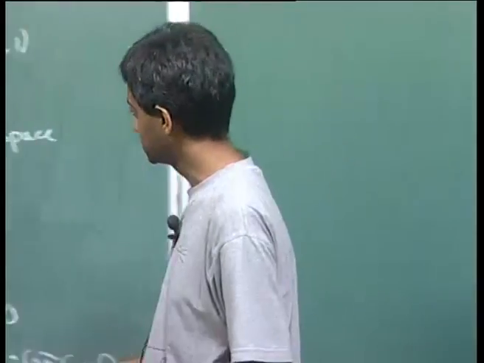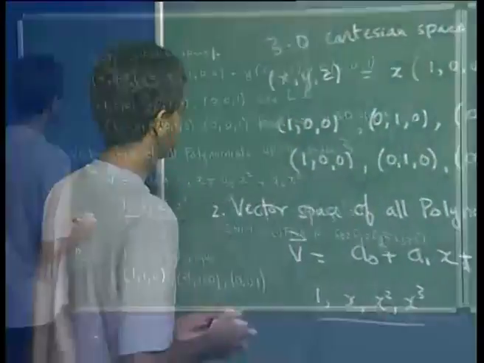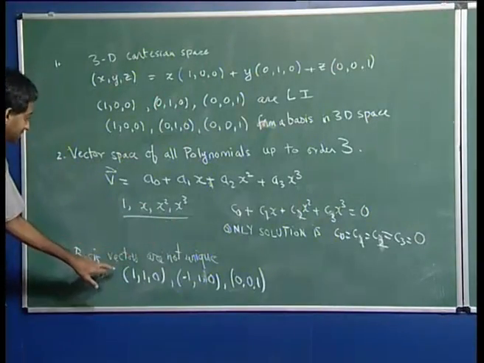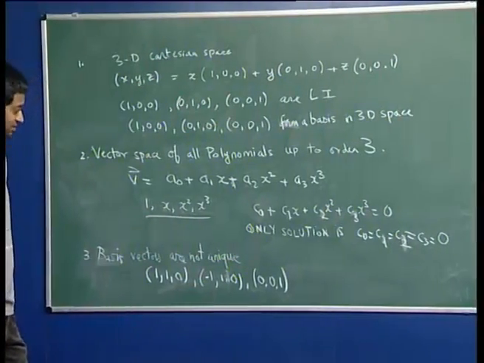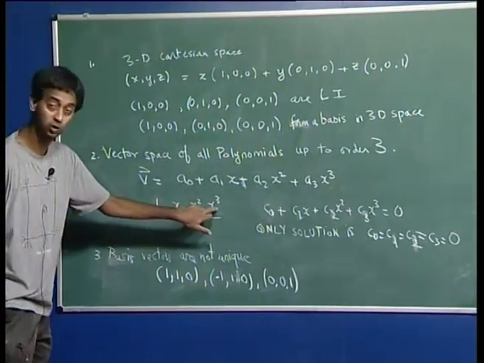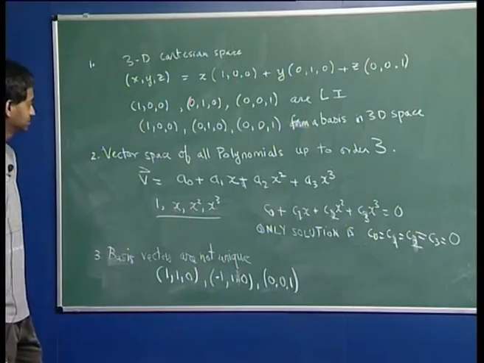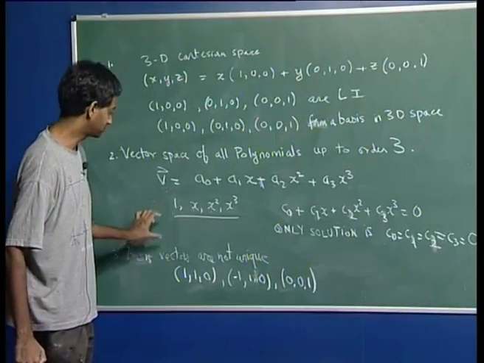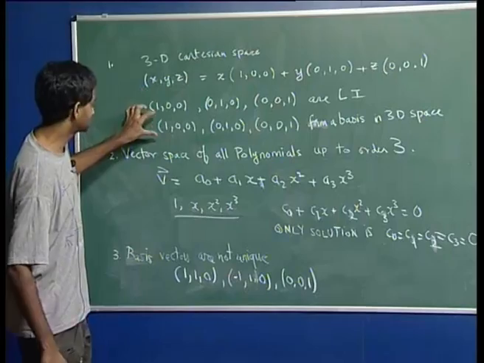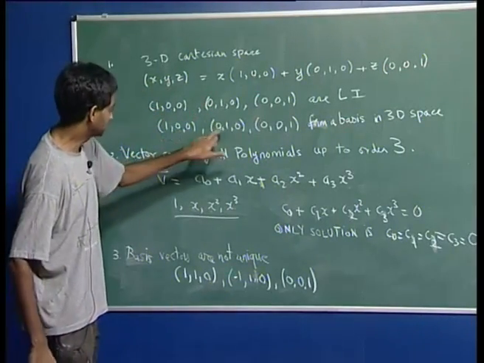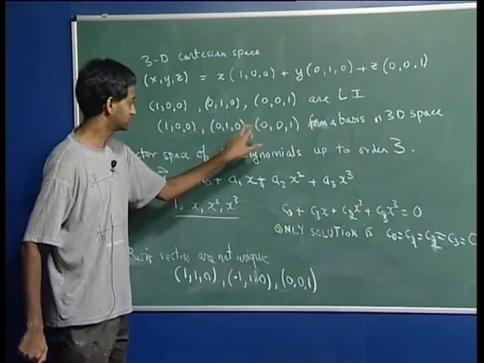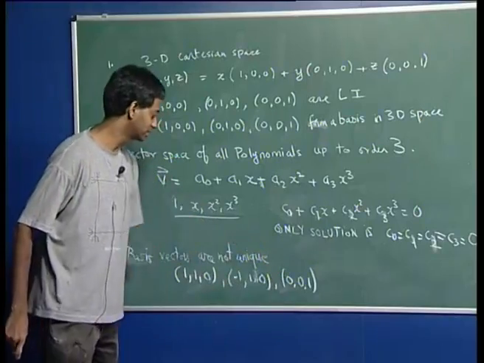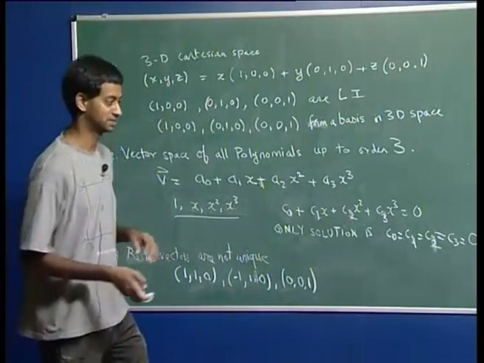Okay. Now, notice that since we were dealing with 3D Cartesian space, you can have only 3 vectors in the basis, since the dimensionality of the space is 3. In this case, the dimensionality was 4, because you have 4 vectors in the basis. So, the dimensionality of the vector space is equal to the number of vectors in the basis, and that does not change even if you change the basis. Whether you use 1 0 0, 0 1 0 and 0 0 1 or 1 1 0, minus 1 1 0 and 0 0 1, the dimensionality of the vector space remains the same.